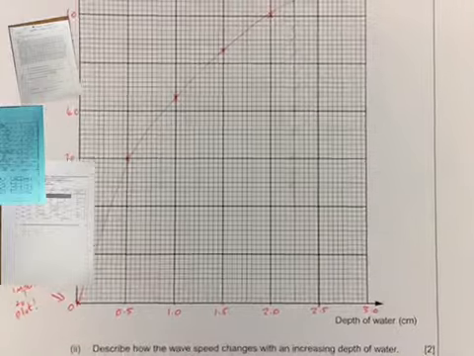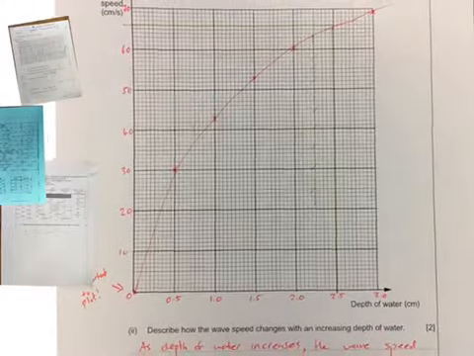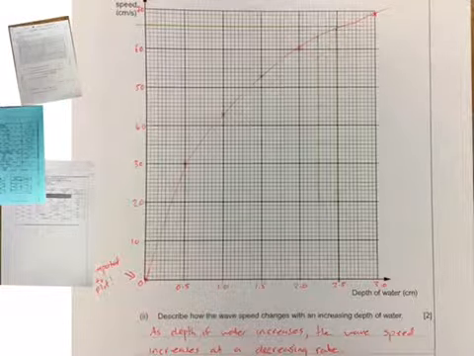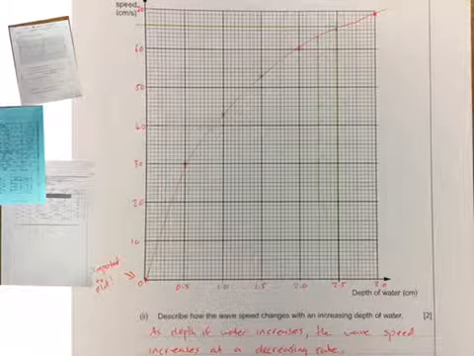So I've plotted my graph. It's a nice little curve. So as x increases, y increases at a decreasing rate. It's starting to trail off. How do I know it's a decreasing rate?